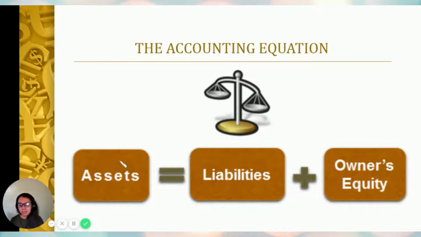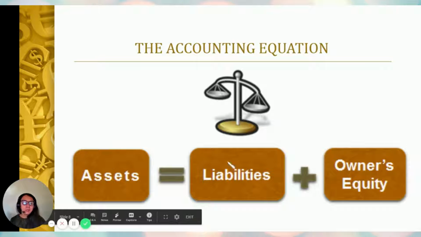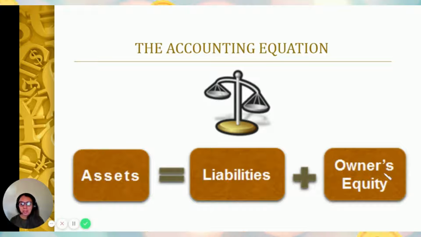If there is a decrease in asset, then there should also be an equivalent decrease on the other side. It's either a decrease in liability or an equal decrease in owner's equity, or it could be the total decrease in asset would be equivalent to the combined decrease in liabilities and owner's equity.